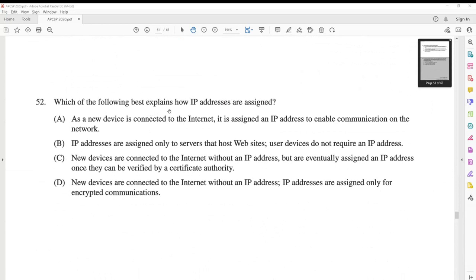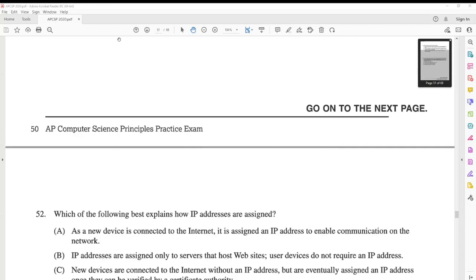52: which of the following best describes the IP address being assigned? A new device connected to the internet is assigned an IP address to enable communication on the internet. Yes, A is already correct. IP address assigned only to the server? No, each computer has that. End users also have that. Your cell phone may also have an IP address. New device connected to the internet without an IP address but eventually assigned? No. So the answer is A. Any questions so far?